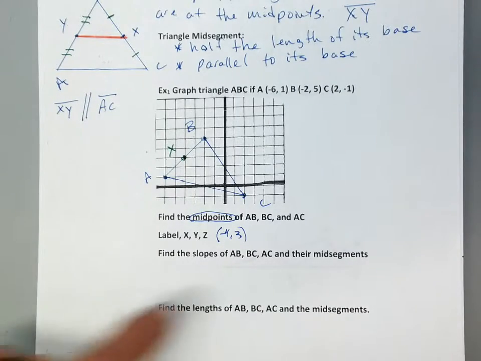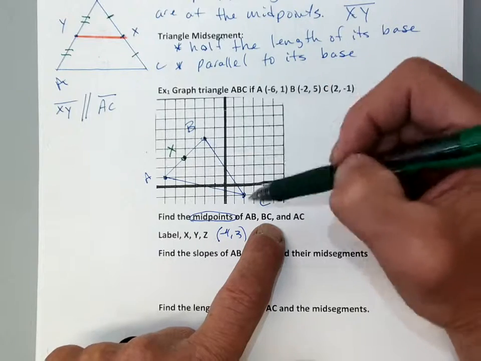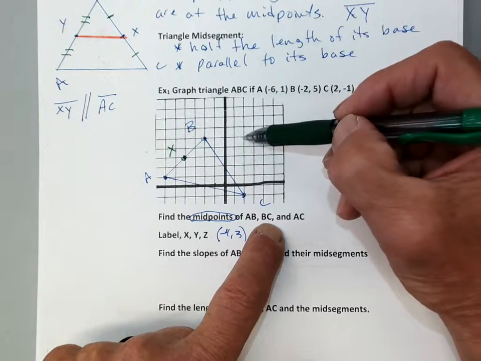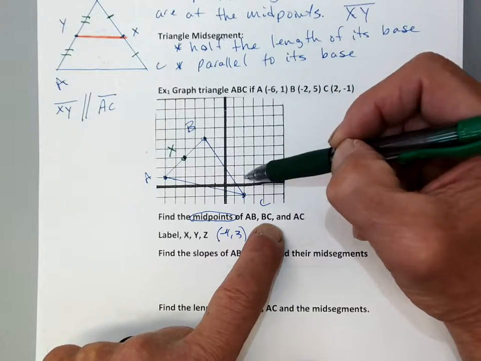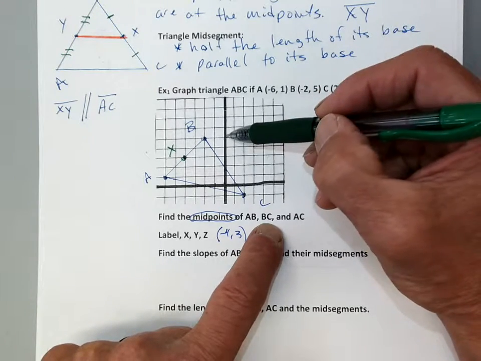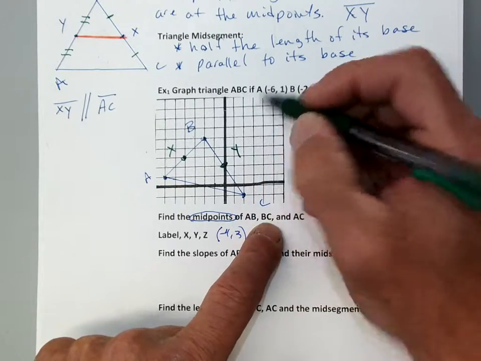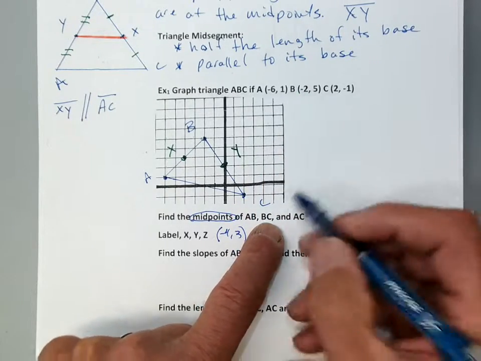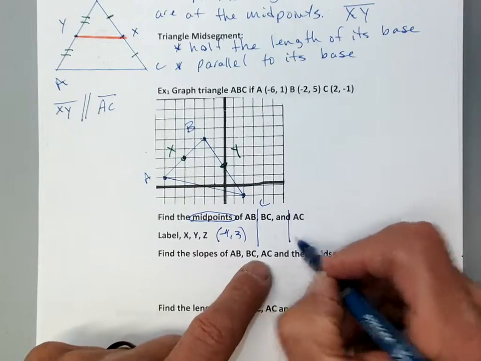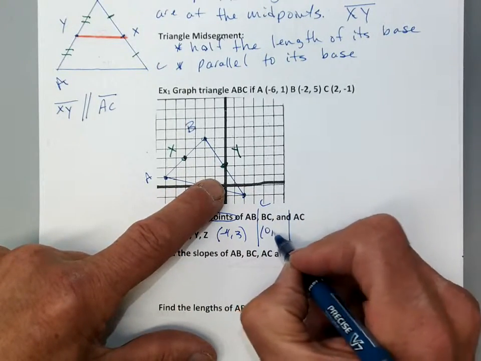Okay, let's find the midpoint of BC. Well, that's easy. Let's count it. So let's count from B to C. Let's go 1, 2, 3, 4, 1, 2, 3, 4, 5, 6, 4, 6. Let's go 2, 3, puts me right here. Let's call that Y. So we found the midpoint Y. The midpoint Y happens to be at 0, 2.